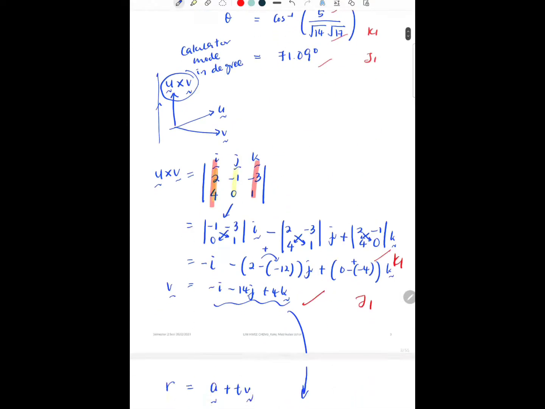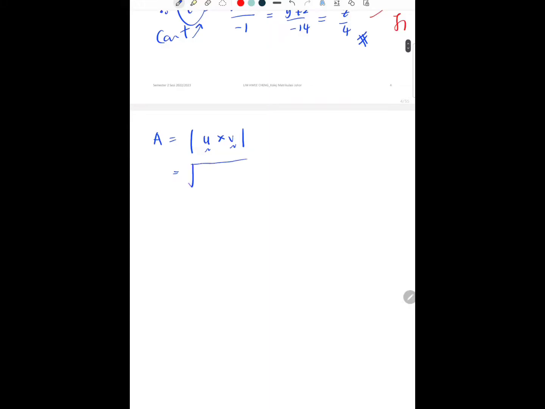So formula area parallelogram, okay, kita ada area, mesti cari dia punya magnitude yang U cross V. Jadi kita dah dapatkan U cross V tadi kan, ambil je jawapan dia. Kita cari magnitude dia untuk area. So magnitude U cross V tadi, jawapan dia negative i. So negative 1 square plus negative 14 square plus 4 square.